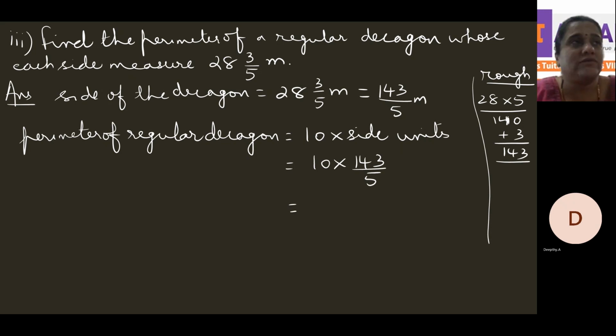So decagon is a polygon with 10 sides. All right. And all the 10 sides are equal because it's a regular decagon. That means all the 10 sides are equal. So 10 into side. Now, how do we simplify this? Write this down, I'll tell you how to simplify.